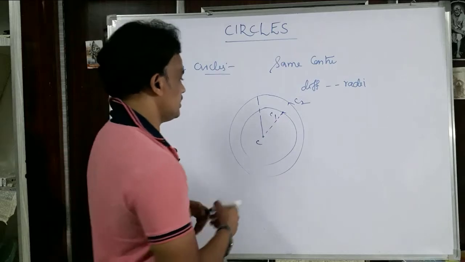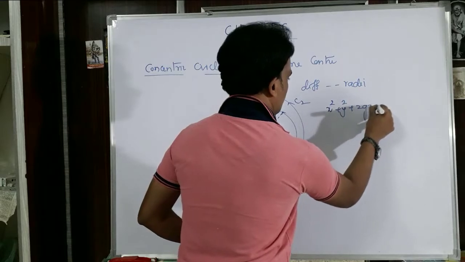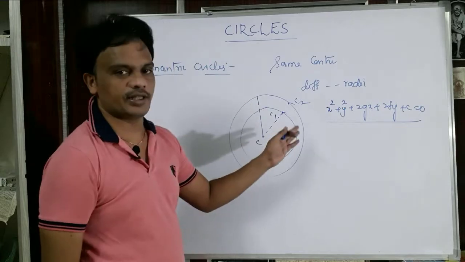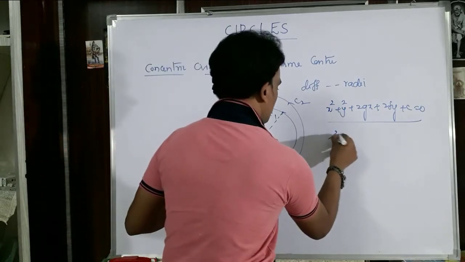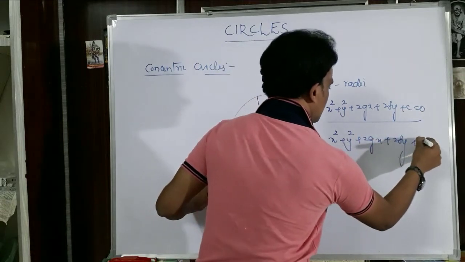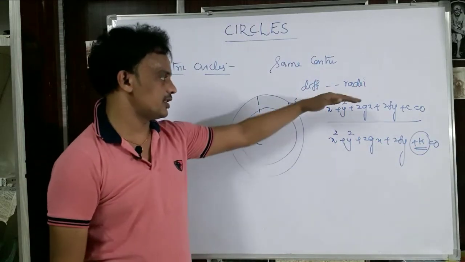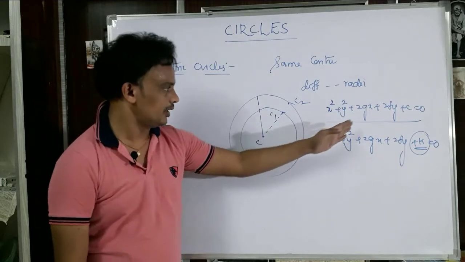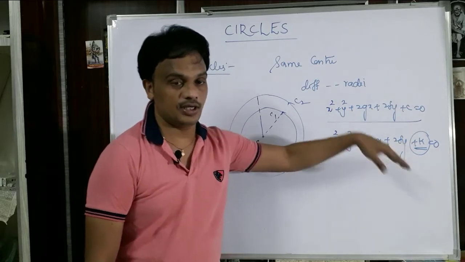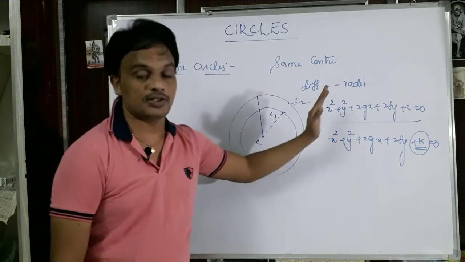Generally we can write this. Suppose x square plus y square plus 2gx plus 2fy plus c equals 0 is one of the circles, then its concentric circle will be in the form x square plus y square plus 2gx plus 2fy plus k equals 0. Please observe this. The concentric circle to the given circle has the same center, that means the x and y coefficients are the same and the difference is only in the constants. Then we get different radii, and we can say the two circles are concentric circles.